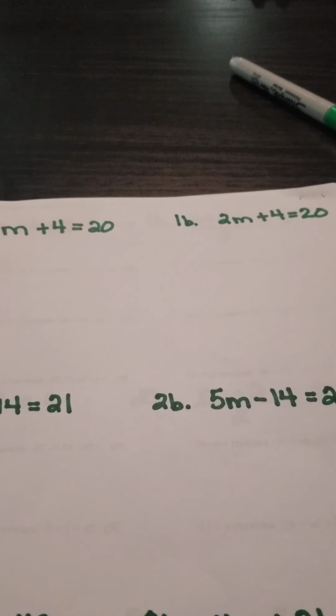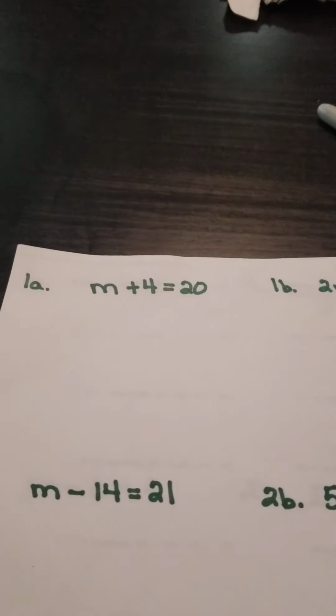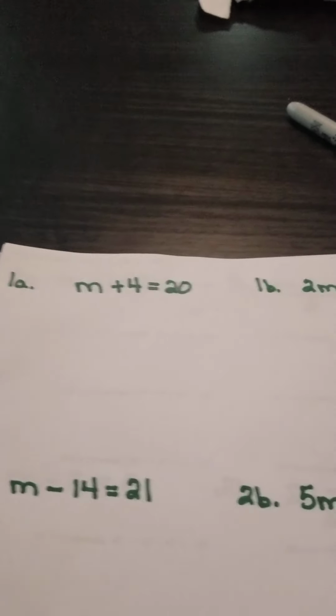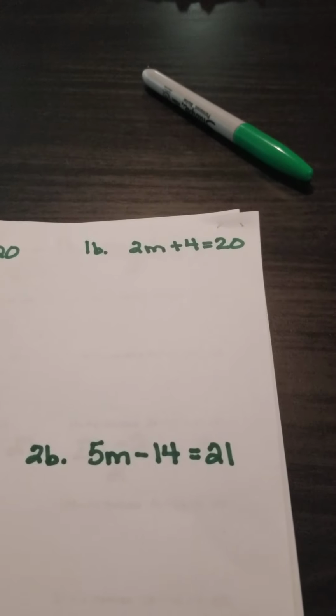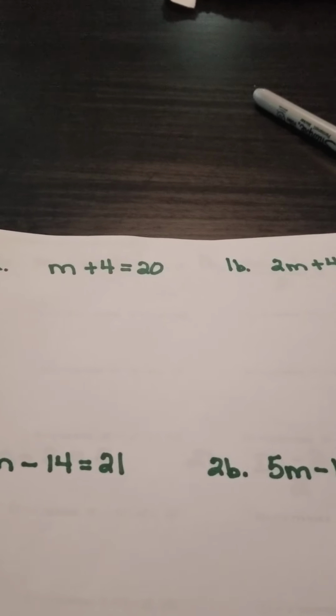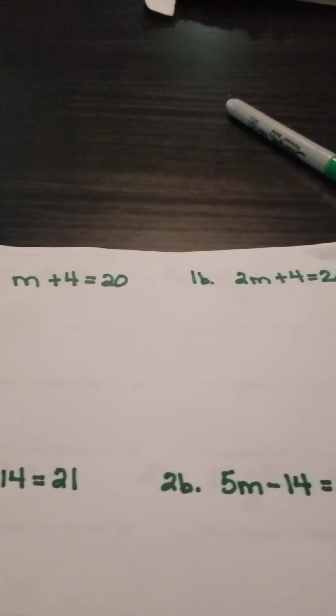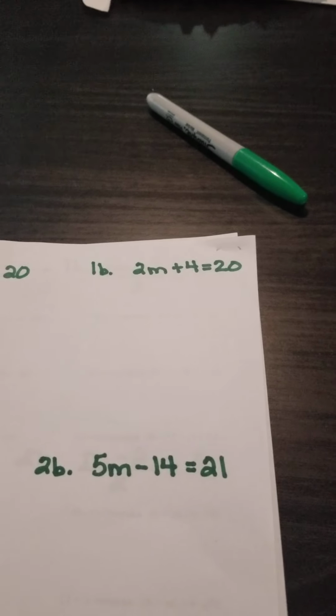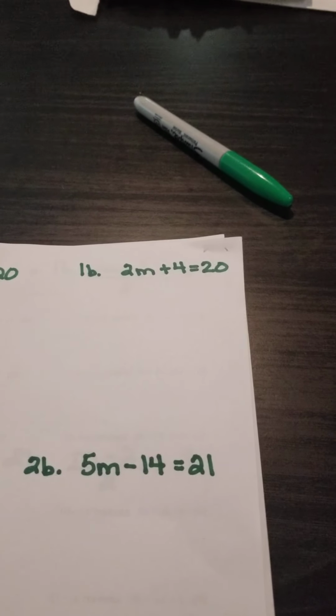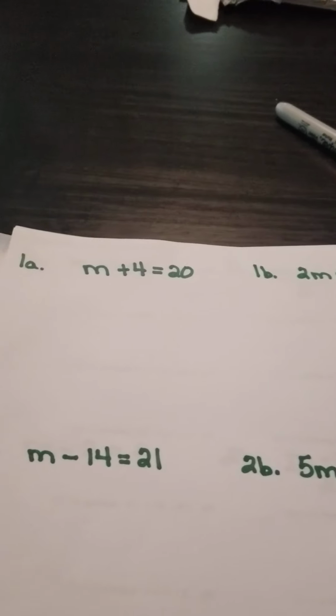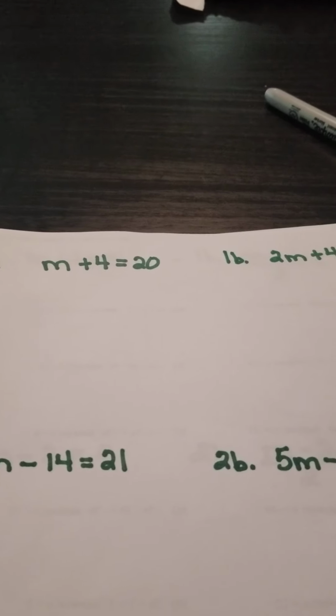I'm going to walk you through these with three different examples. We're going to start with a one-step equation, and then we're going to move to a two-step equation. You notice how I did this: m plus 4 equals 20. And then to move to a two-step, I said 2m plus 4 equals 20. All right, let's go through this now and see how we do.